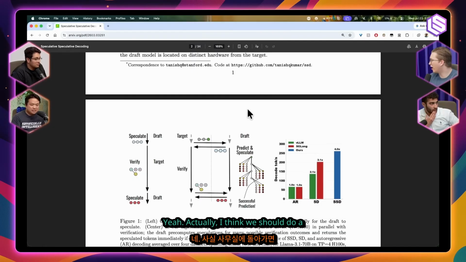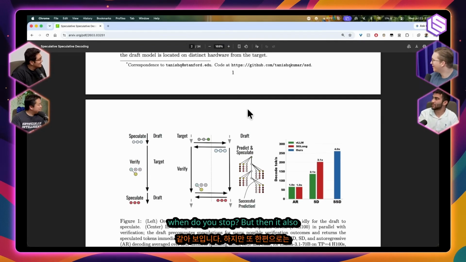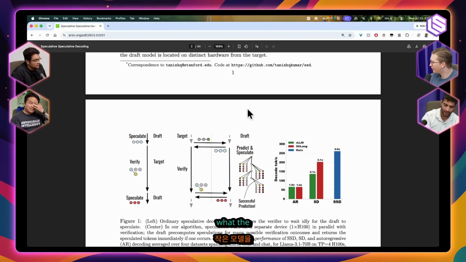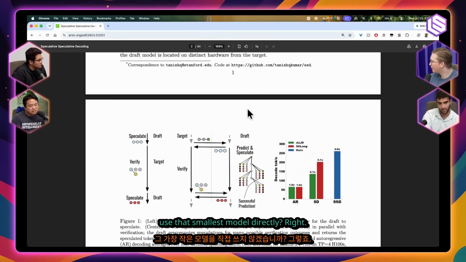Yeah. Actually, I think we should do a paper when we get back to the office. Speculative decoding. It does seem like, when do you stop? But then it also seems like, if you're able to train spec decode, for instance, if you have a small model that accurately predicts what the intermediate speculator is going to predict, which predicts what the original target model is going to predict, then why not just use that smallest model directly?